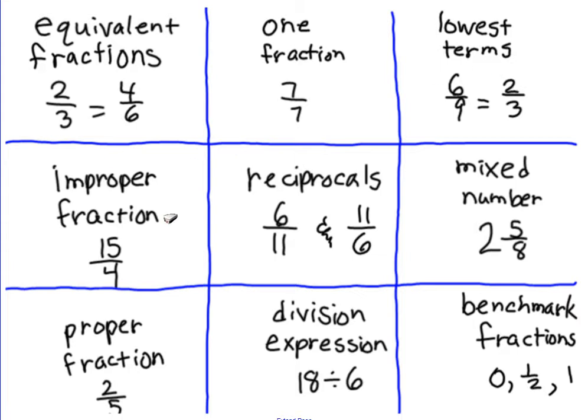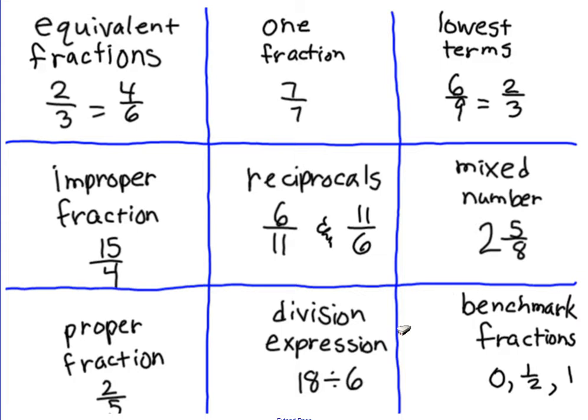An improper fraction is when we have the numerator greater than the denominator. Reciprocals is when you take a fraction and flip it over or basically turn it upside down. A mixed number is a whole number and a fraction together. A proper fraction is just how we look at a fraction where the numerator is smaller than the denominator.